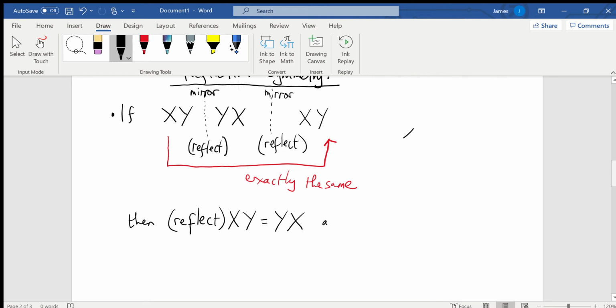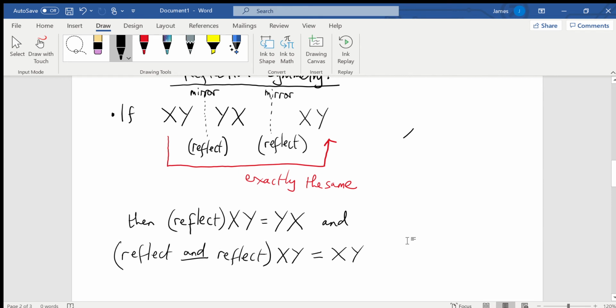And if we do it twice, so we do reflect and a second reflect, so it's not or, it's and, reflect and reflect on the object XY. So we take XY, reflect and reflect, well then you return XY again. Okay, which is exactly the statement we made in the visual above.